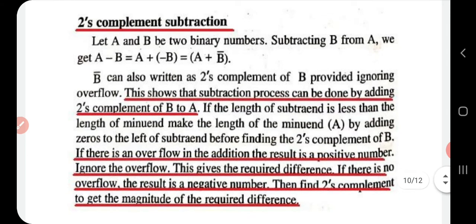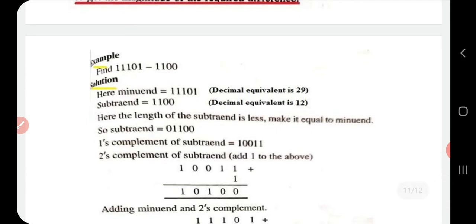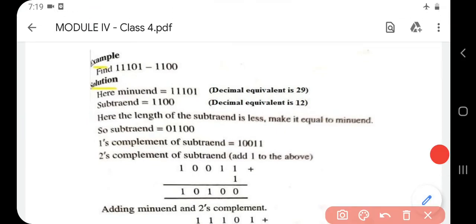Now similarly, there will be two cases when you are asked to find 2's complement subtraction. Here the steps are different, but the method is the same. Let us see with the help of an example. Here, which is the minuend? This is the minuend and this is the subtrahend. Here you can notice that the length of subtrahend is less. So you have to make it equal to that of the minuend. How will you make it equal? By adding zeros to the left. So we will get this.